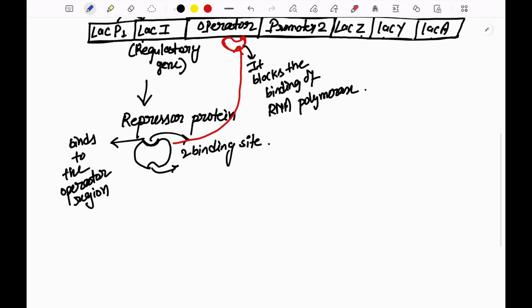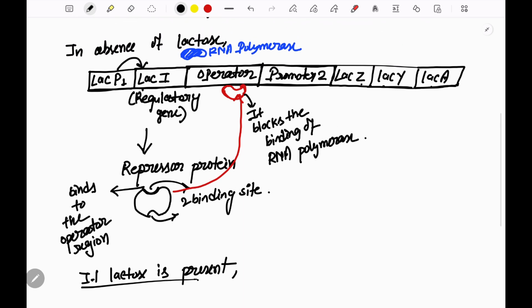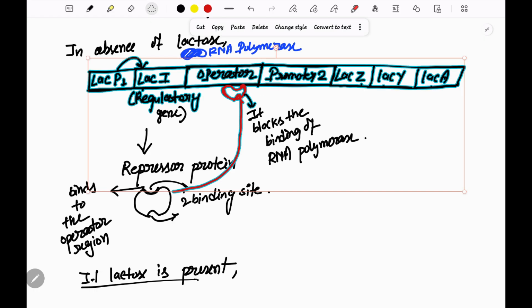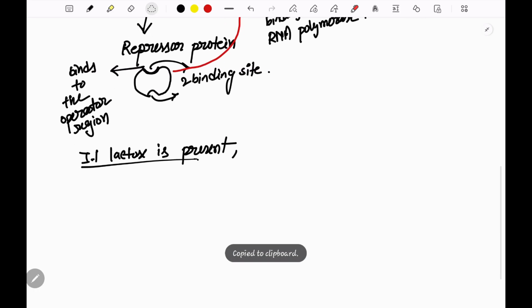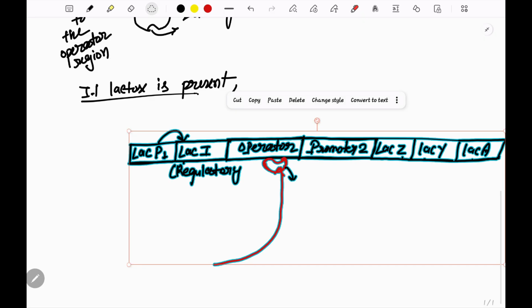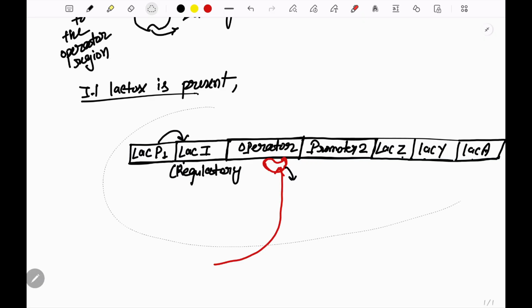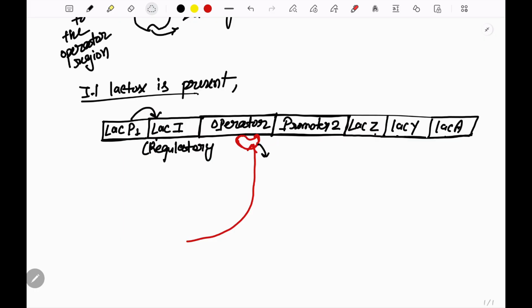So now what happens if lactose is present? Now if lactose is present, then what happens? One second, I will copy this. Copy. When lactose is present, this gene synthesizes the repressor protein.